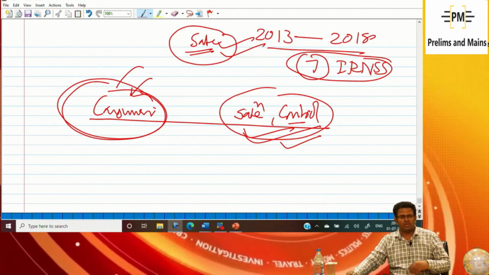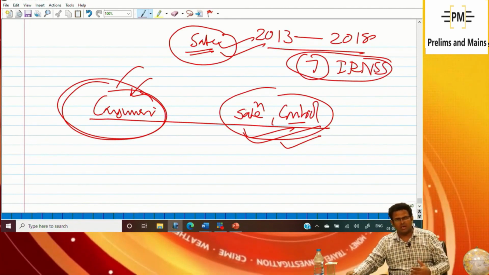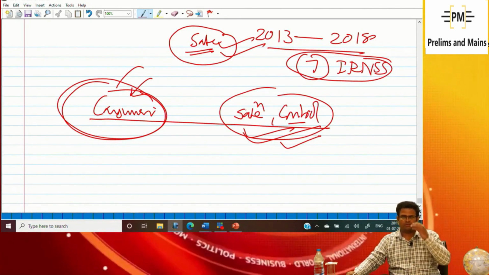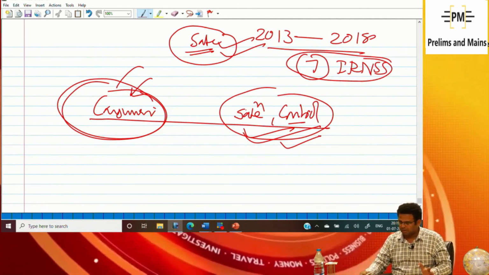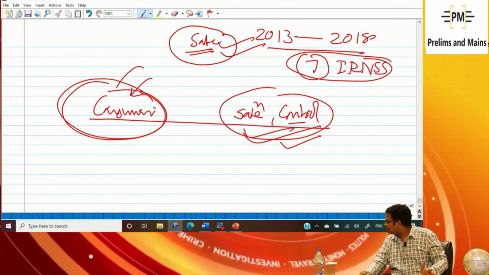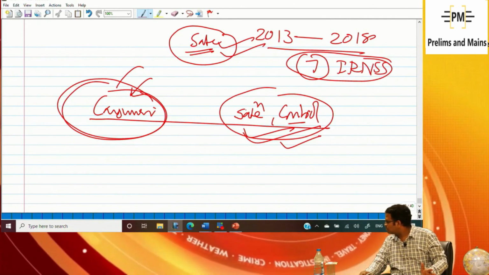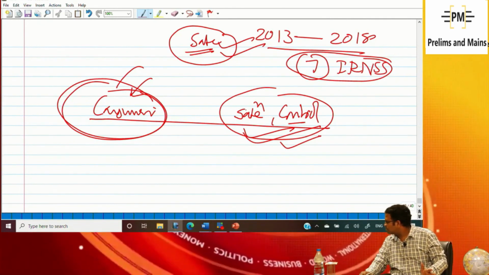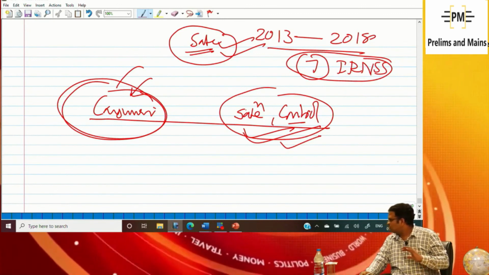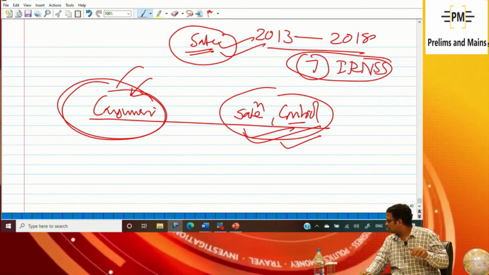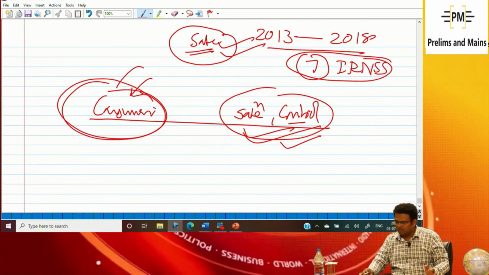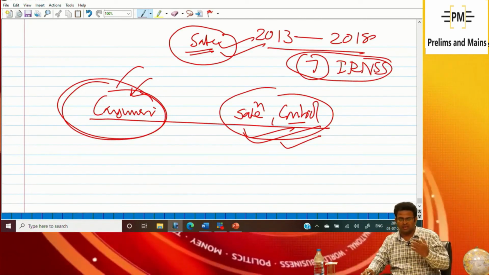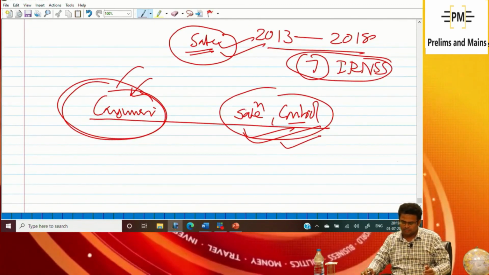Probably in 2020 and 2021, IRNSS Navic will start. Okay, Navic will start in this period. You know that therefore, I said you will be able to see that there are 3 satellites.